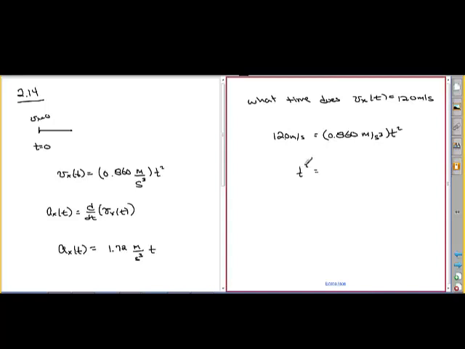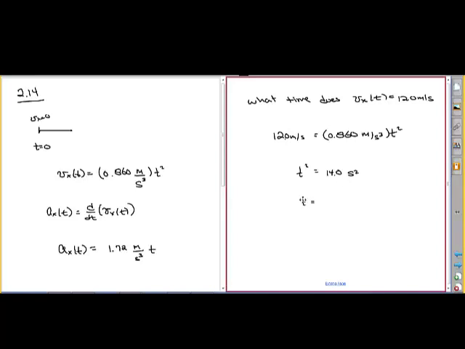So you can solve for t squared. It's going to be 12 divided by 0.86. And then get my calculator. 12 divided by 0.86 is 13.95. Since we're doing 3 significant figures, we can round it off to 14.0. And the units are going to be seconds squared, because if you divide meters per second by meters per second cubed, you get seconds squared.